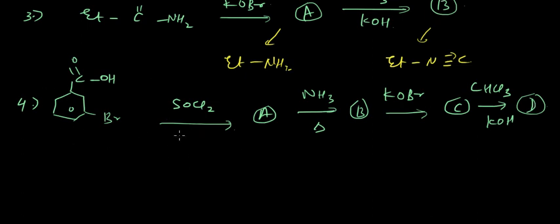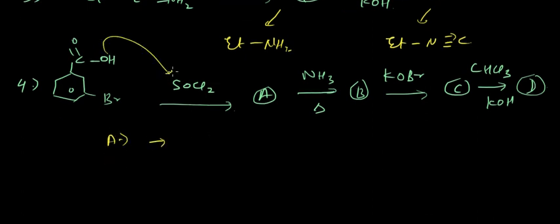Okay, so what will be the product A? Product A would be nothing but O would be acting, forming a double bond, and SO2 will be evolving as a gas, and hence we will be getting something like an acid chloride and a Br group also attached to it at the meta position. Okay, so I just rotated it. I hope you don't get confused.